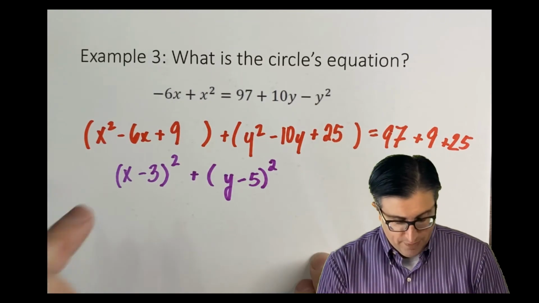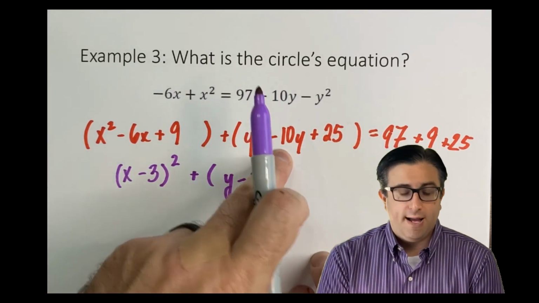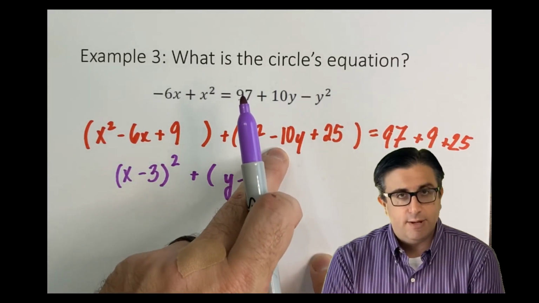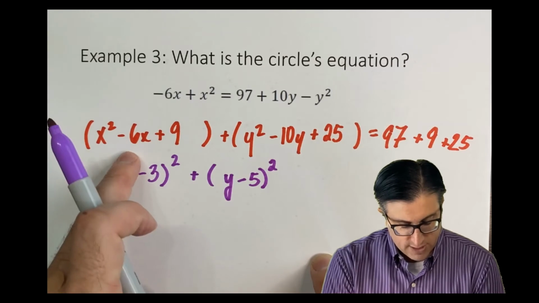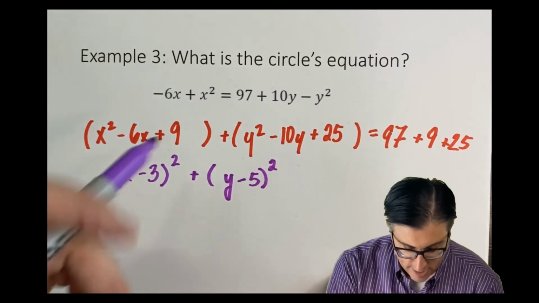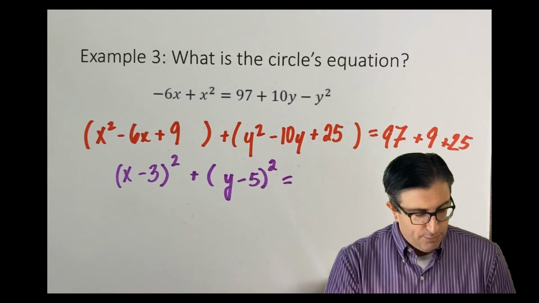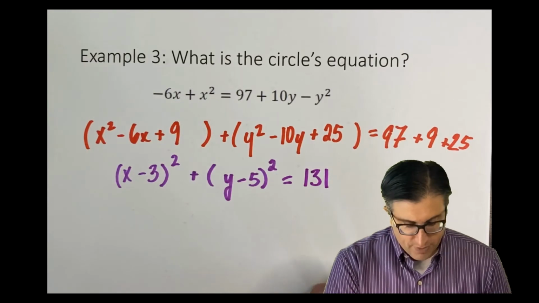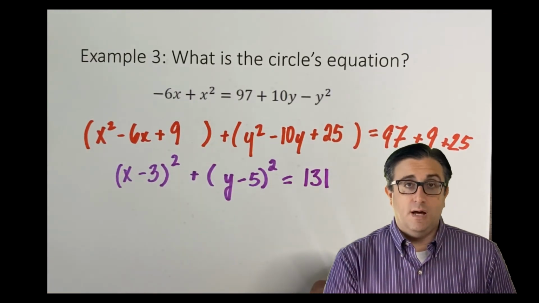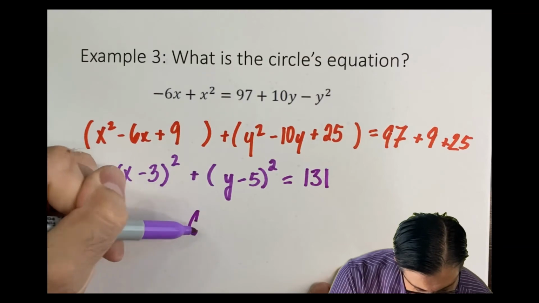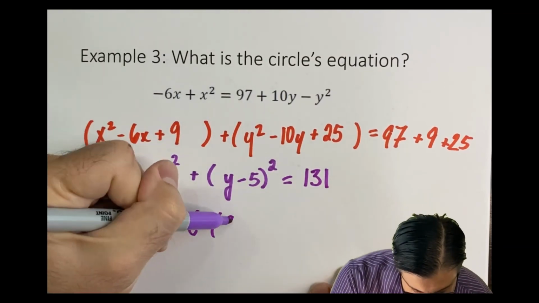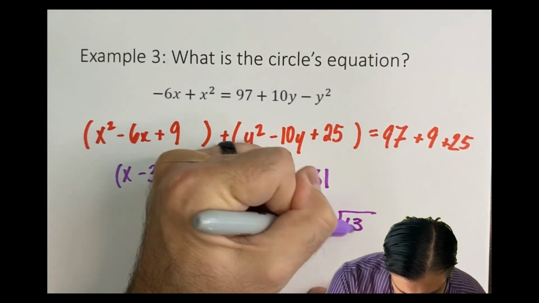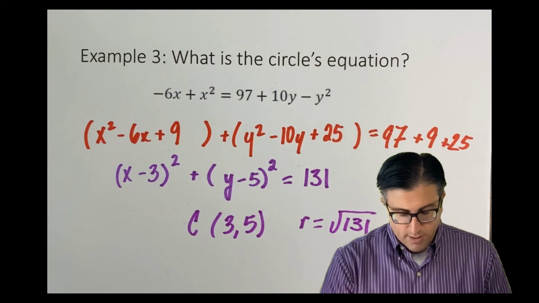I'll give you a little hint. When you divide the y or the x coefficient by 2, that's the number that's going to be plugged into the equation. Negative 10 divided by 2, negative 5. Negative 6 divided by 2, negative 3. Those are the ones in the equation. Equals 97 plus 9 plus 25 is 131. Now I have the equation of my circle done. If I wanted the information for it, the center is at 3, 5, and the radius would be the square root of 131. Done, finished.